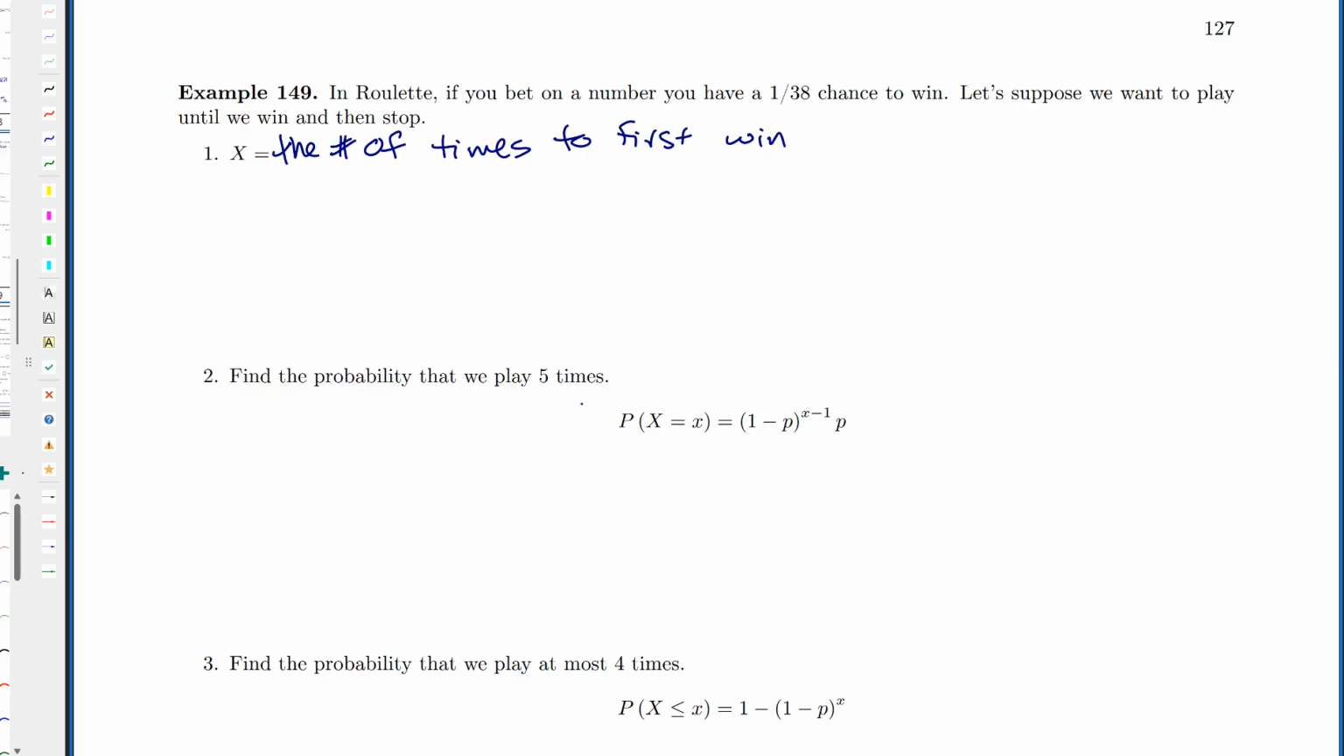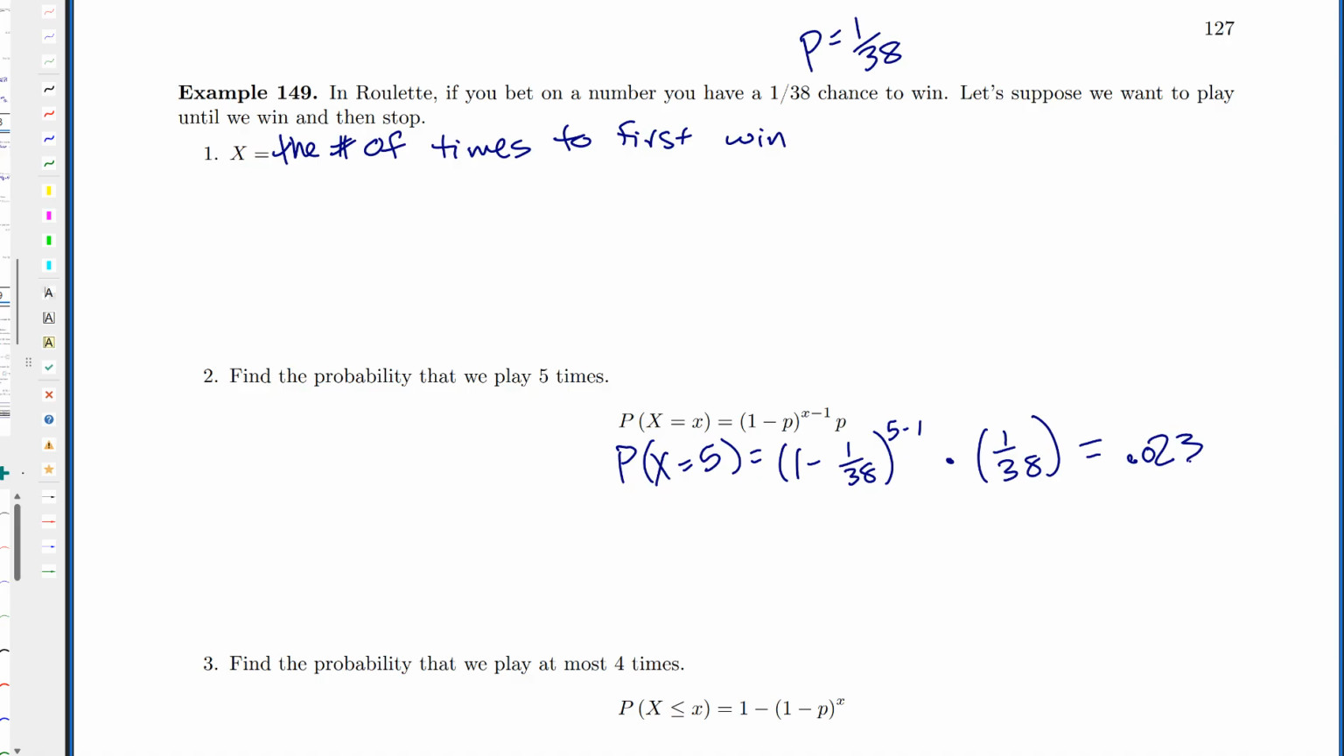So let's find the probability that we have to play 5 times. In our case, the chance of winning is 1 out of 38. So the probability that X equals 5 is going to be (1 minus 1 out of 38) raised to the power of 5 minus 1, times the probability of winning, which is 1 out of 38. So we have to lose 4 times and win 1 time. So this is about 0.023. So a fairly small chance that we have to play exactly 5 times before we get our first win.